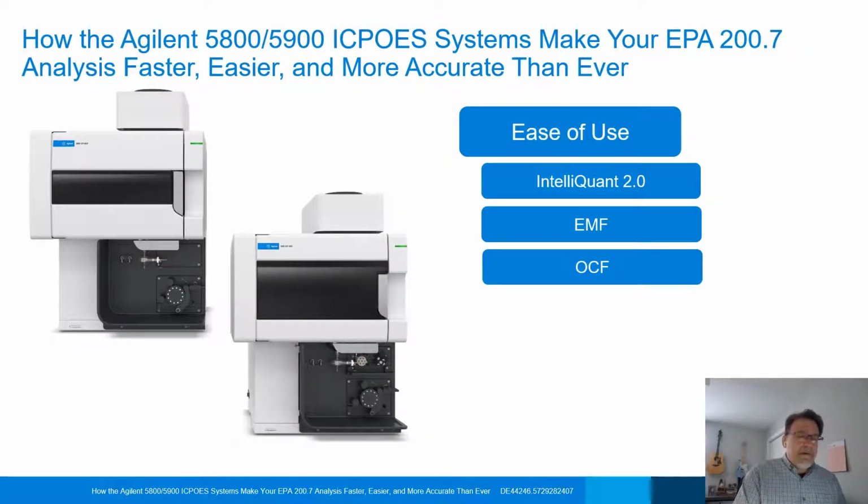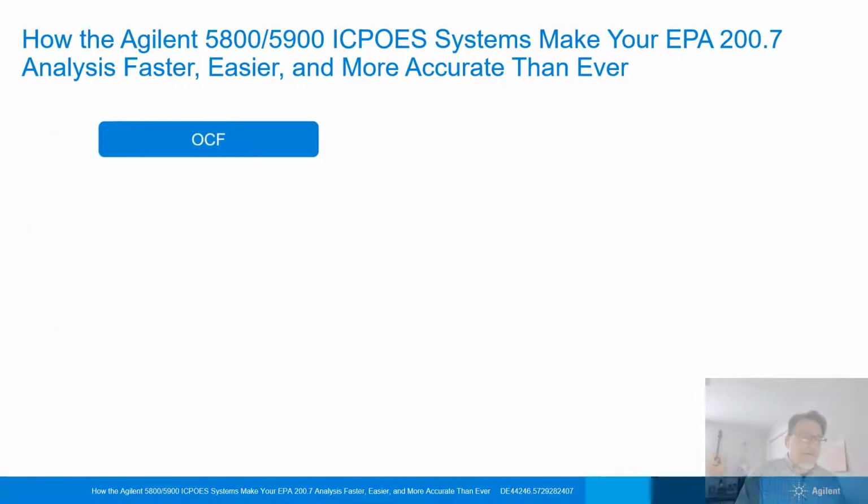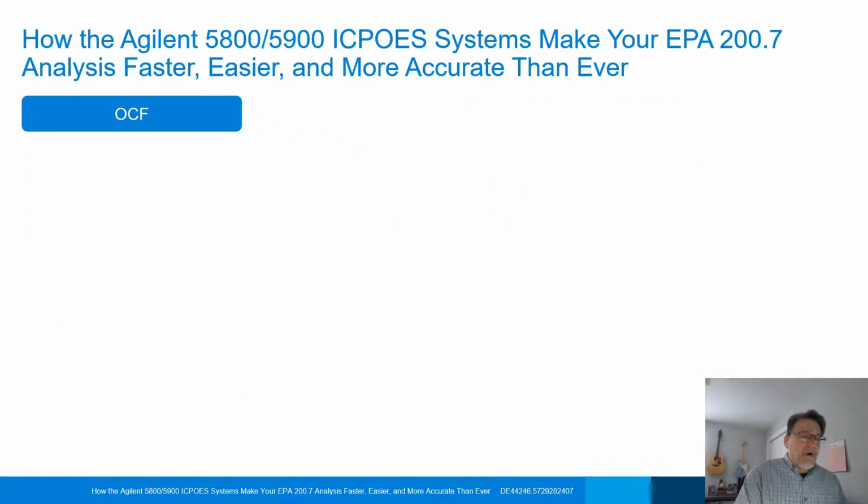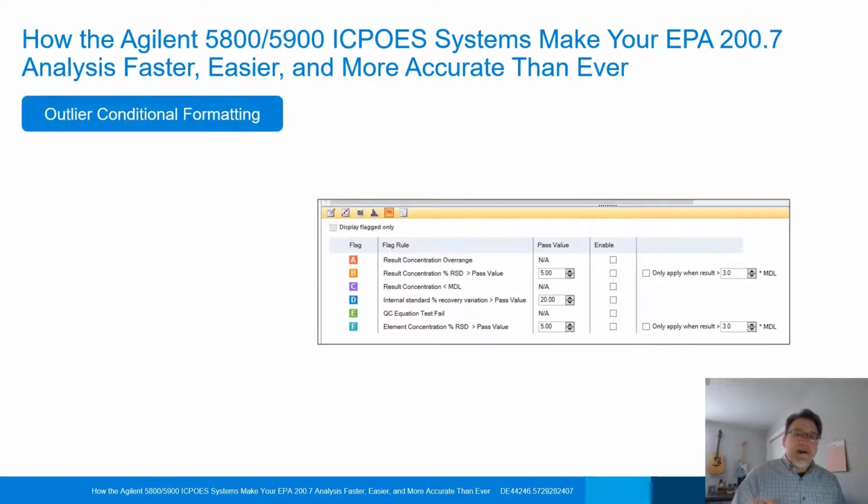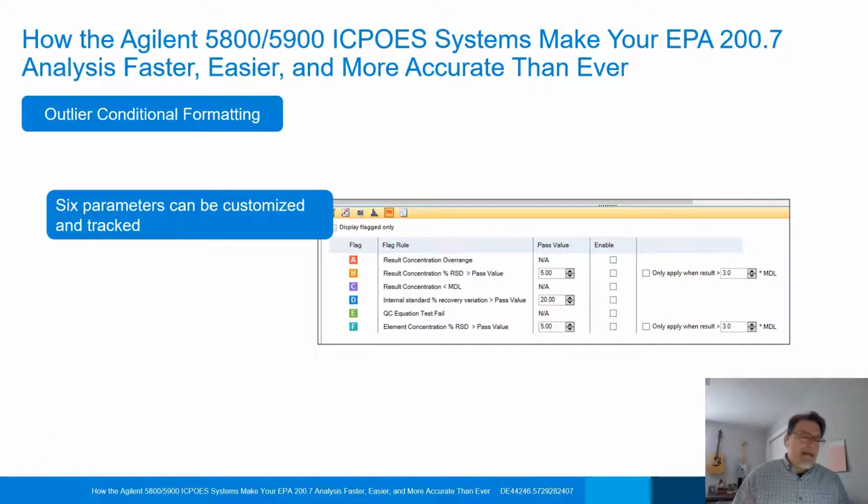So OCF, yet another three-letter acronym, which stands for Outlier Conditional Formatting. Outlier conditional formatting is a feature that allows you to track 6 QC parameters and to track when you see the failures of these QC parameters. They're customizable. In the case of your result concentration percent RSD, you can have it flagged if your percent RSD for a result is over 5%.